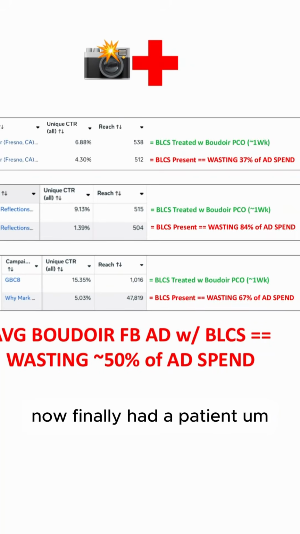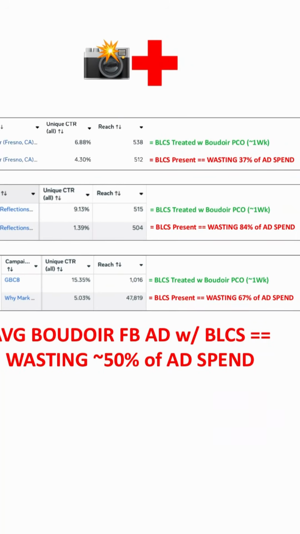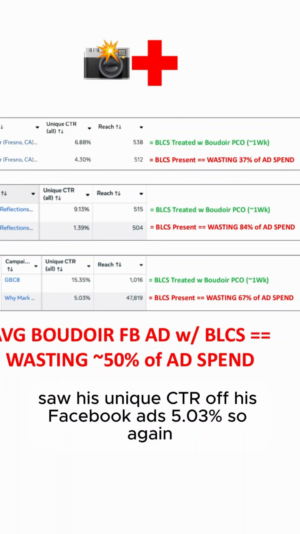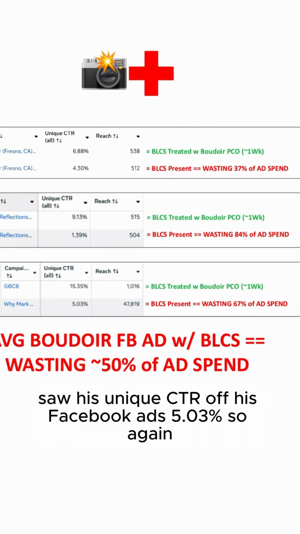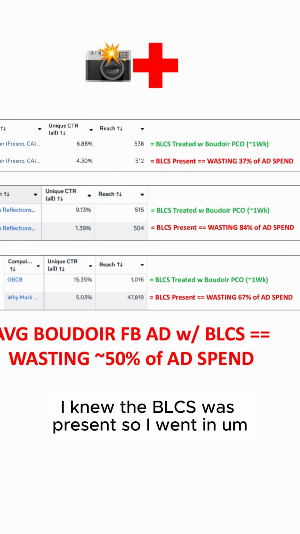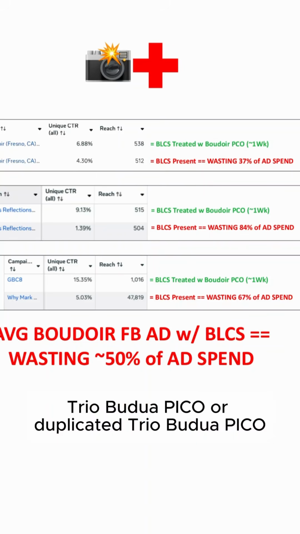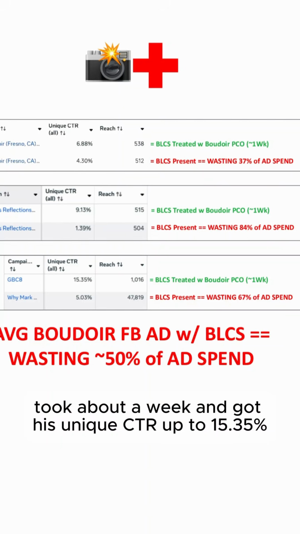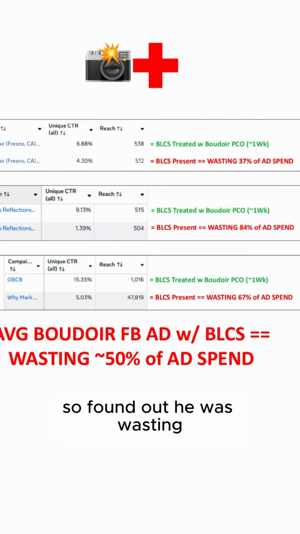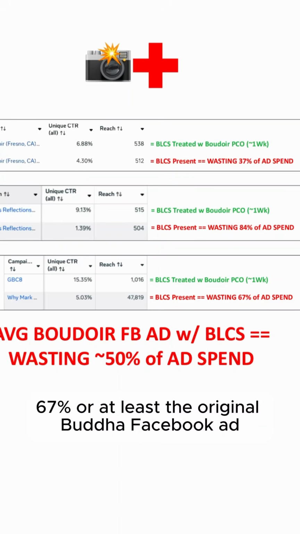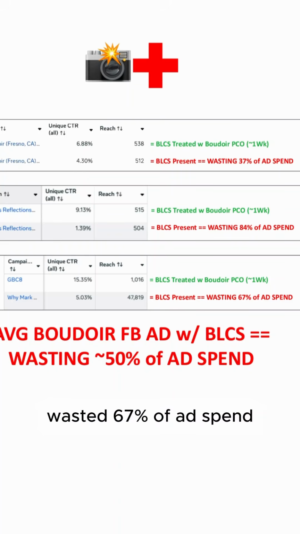Now, I finally had a patient whose unique CTR on his Facebook ad was 5.03%. So again, I knew the BLCS was present. So I went in, duplicated Trio Boudoir Pico, took about a week, and got his unique CTR up to 15.35%. So I found out the original Boudoir Facebook ad was wasting 67% of ad spend.